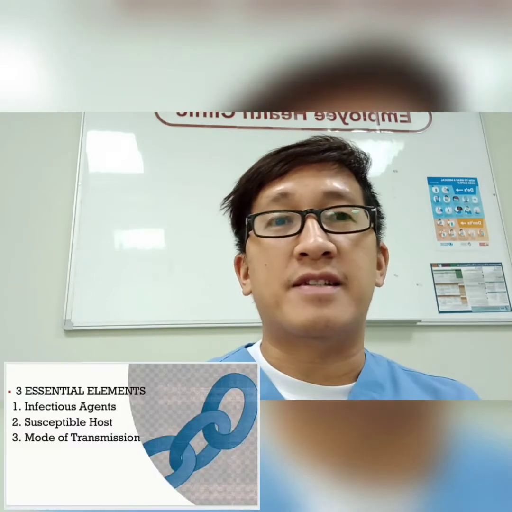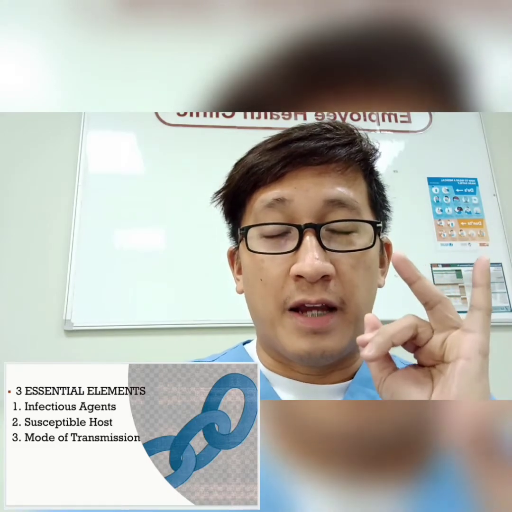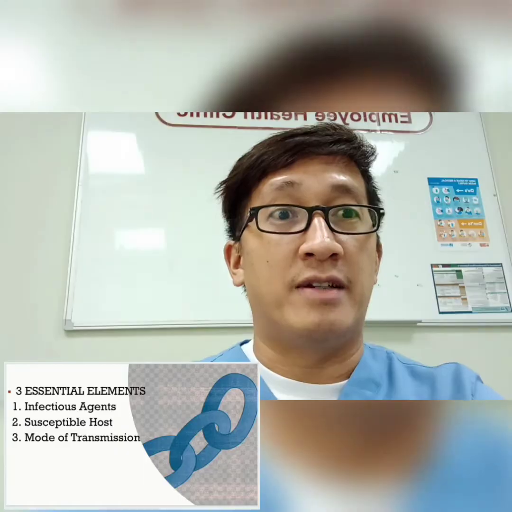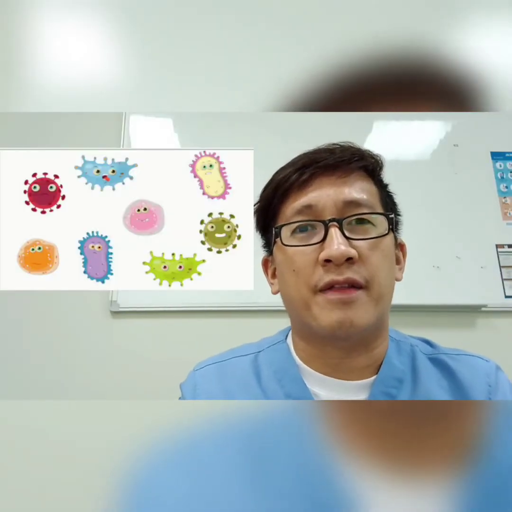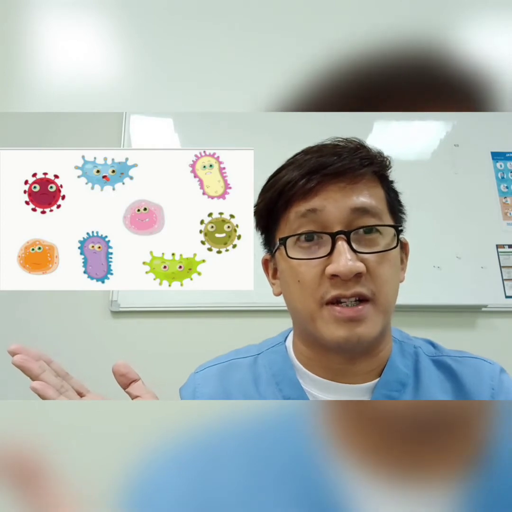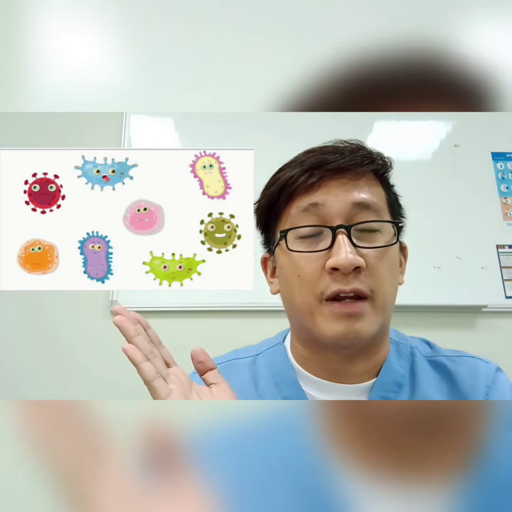For today's lecture, I will be discussing the chain of infection. The spread of infection within the hospital requires three essential elements: the source of infectious agent, a susceptible host, and a mode of transmission, which can be linked into a chain. We usually think that these infectious agents are the main cause of an infectious disease. But did you know that these pathogens are just factors of a communicable disease? The cycle is called chain of infection.